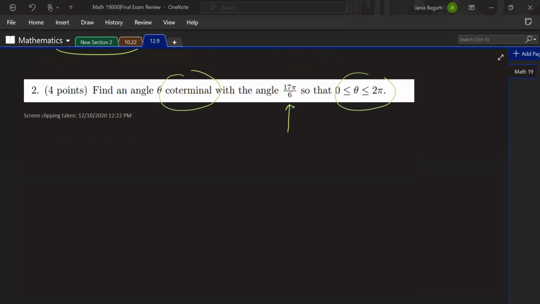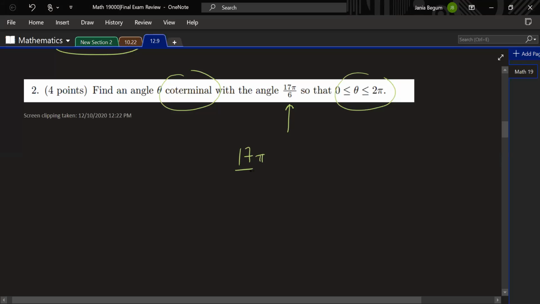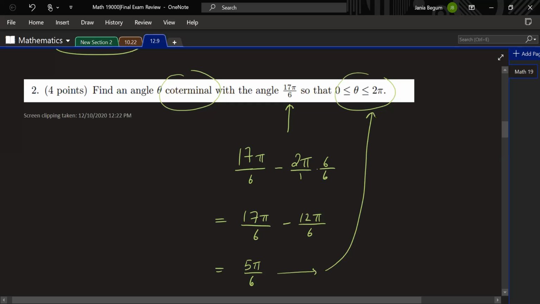Subtract. Right, because 17 pi over 6 is huge. If you want to bring it smaller, you have to subtract 2 pi. So we take 17 pi over 6 and subtract 2 pi. We want common denominators, so multiply by 6 over 6. We have 17 pi over 6 minus 12 pi over 6. What will that give us? 5 pi over 6. Now, is this within the boundary of 0 to 2 pi?